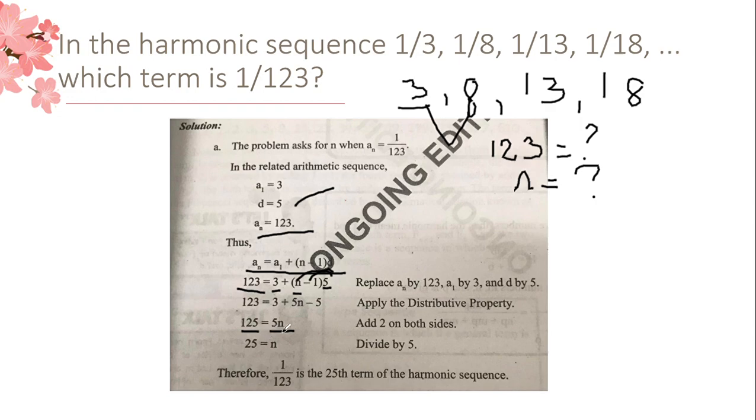And then, to solve for n, we will divide both sides by 5. So, 5n divided by 5, that's n. And 125 divided by 5 is 25. So, our answer is 25. Kay nth term man ang number of terms man nato gipangita. Therefore, 1 over 123 is the 25th term of the harmonic sequence.